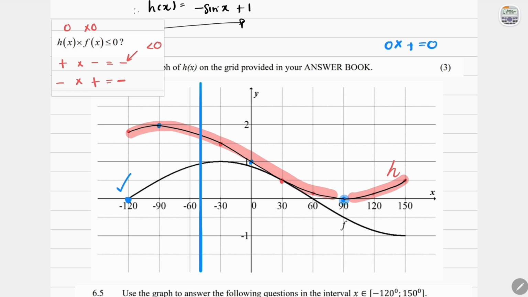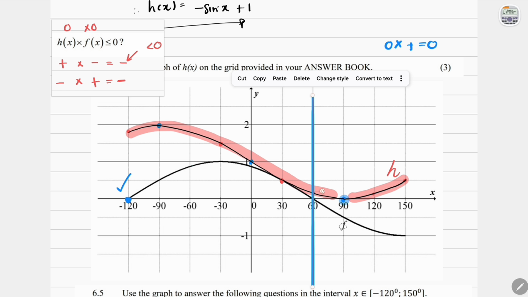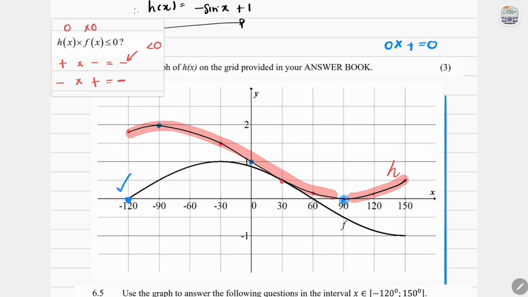Positive and positive. It's still positive and positive all through until we get to this point over here. Do you see that at this point, this is where the graph of f hits the x-axis? So it means that it has a y value of 0 at this point. So you're taking 0 multiplied by the graph of h, and its y value there is a positive number. And so when you multiply them, they will also give us 0. So we also are going to take that point as well.